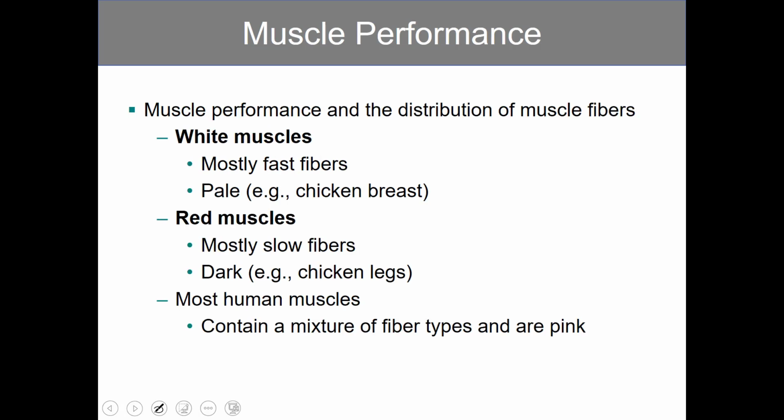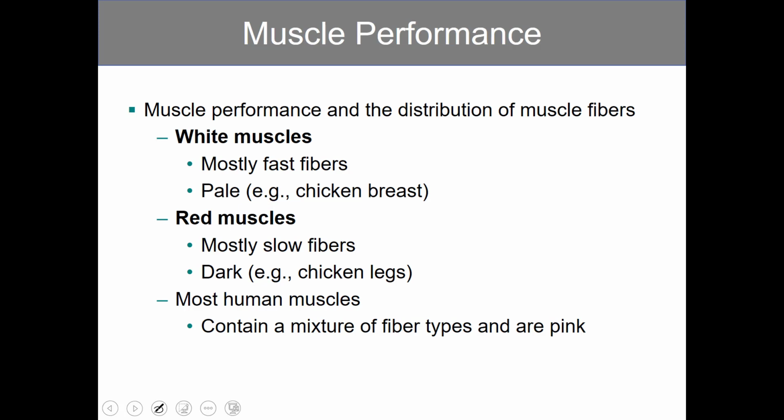Muscle performance is somewhat related to the distribution of these muscle fibers within our muscles. Fast fibers are very strong due to their large size, but they're very quick to fatigue. And this gave rise to the concept of white meat. A chicken breast is white meat because it's mainly composed of fast fibers.